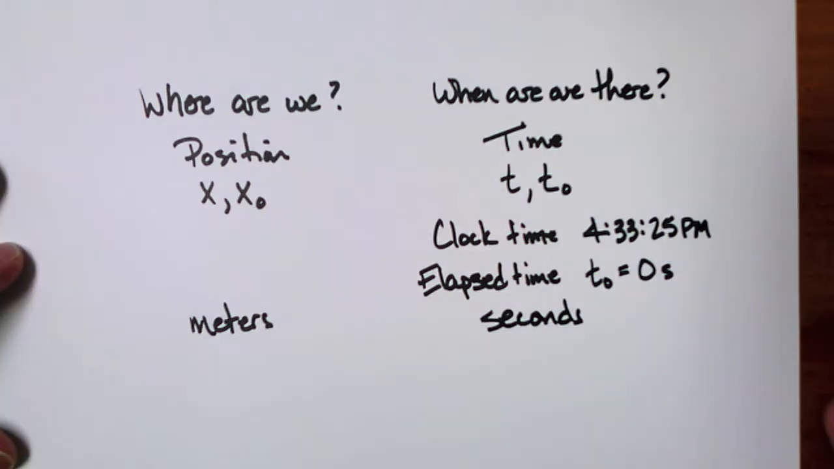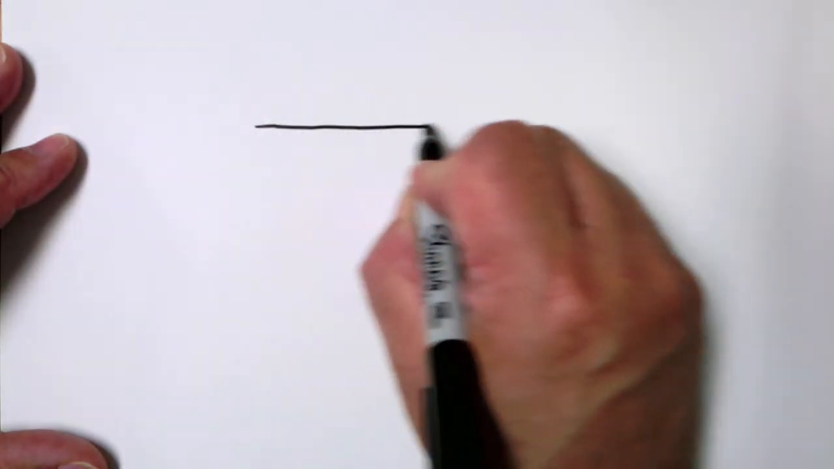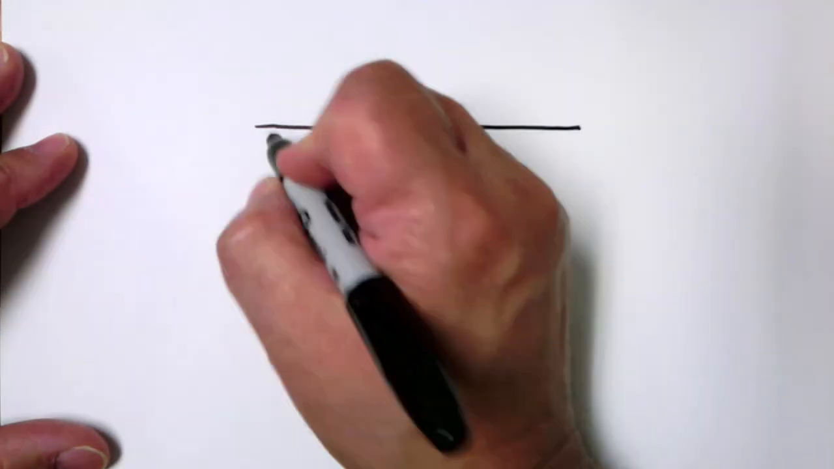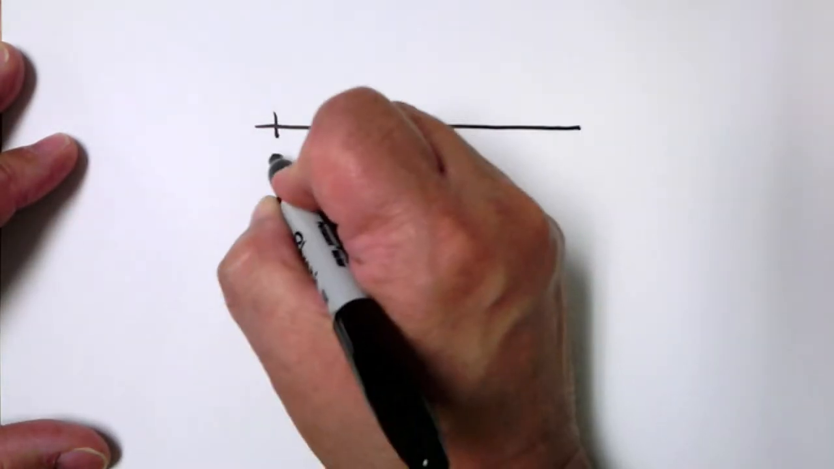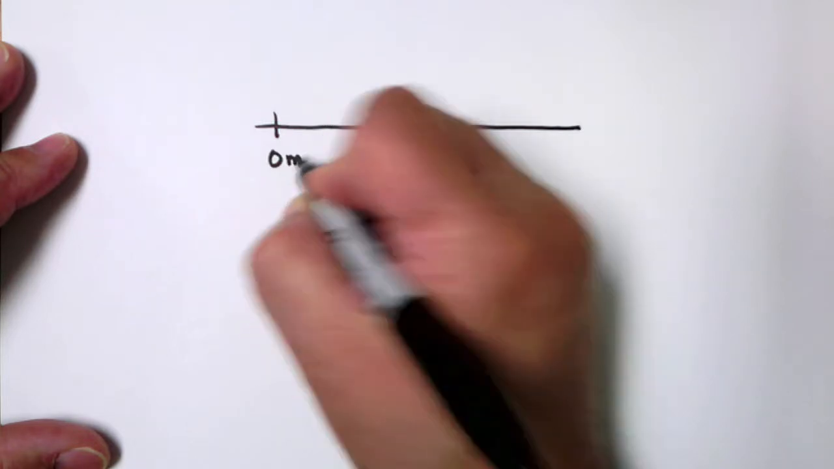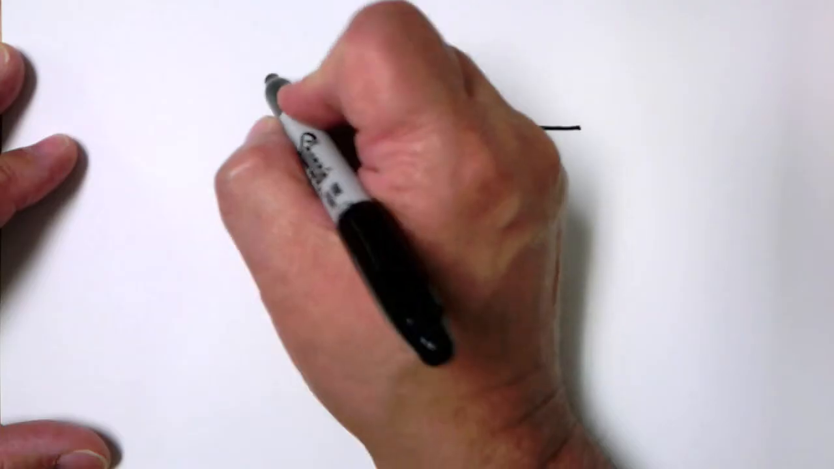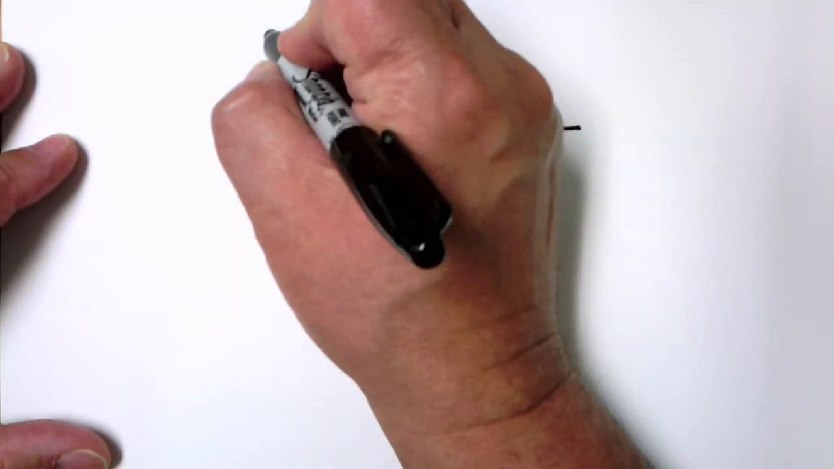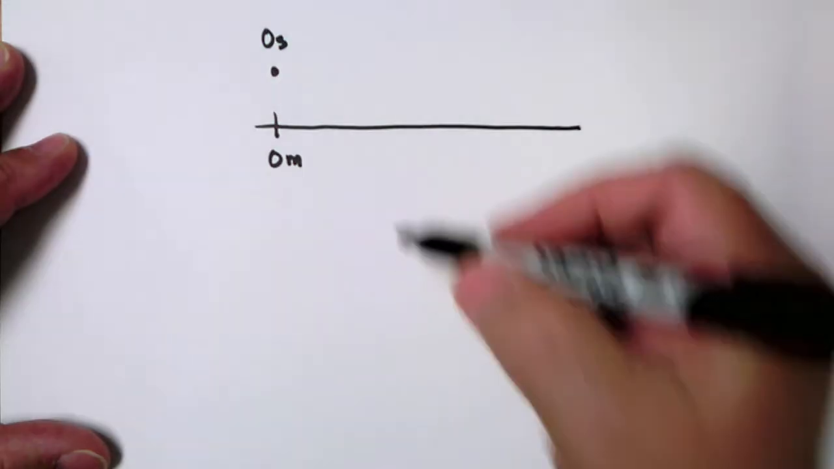So let's look at an example of motion. We'll represent the motion by using a motion diagram. We draw a straight line, since we're dealing with one-dimensional motion, and we'll establish our reference point, 0 meters. And we'll imagine that that's where we begin. And we'll establish our time as 0 seconds.